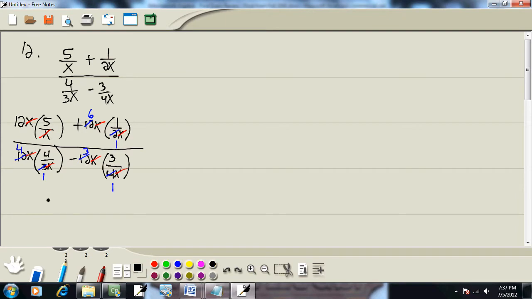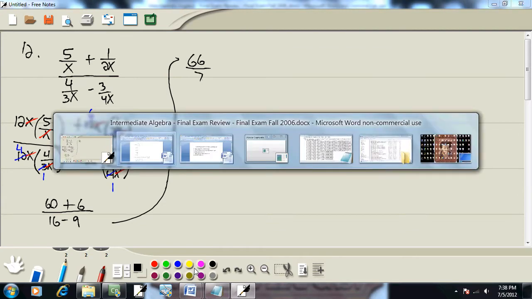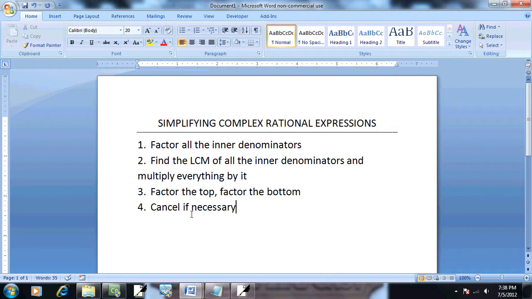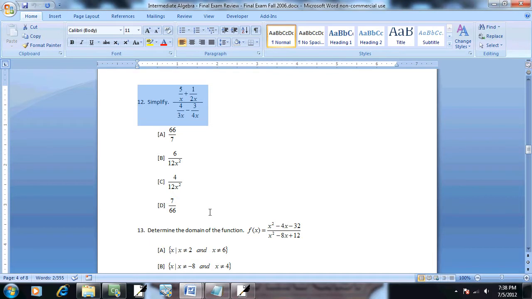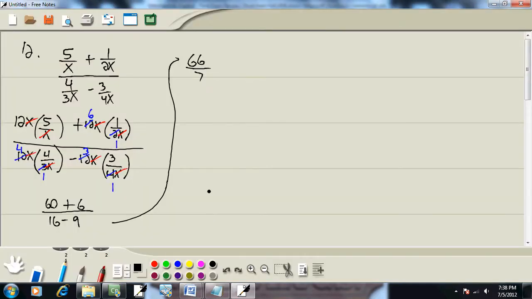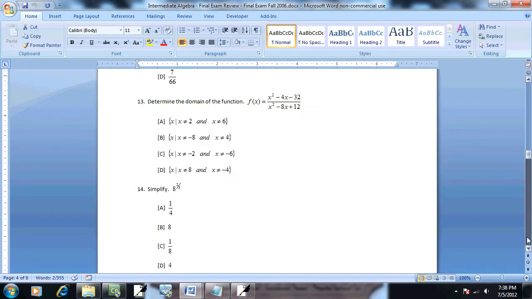So up on top, let me see, we have 12 times 5, which gives us 60, plus 6 times 1, 6, over 4 times 4, 16, minus 3 times 3, 9. 66 on top, and down below gives us 7, and we can't simplify that any. Now again, we didn't get to do all these steps here. These are more geared if you have harder problems. So let's see which one this matches. 66 over 7, that's A. Let's check that, 12A.